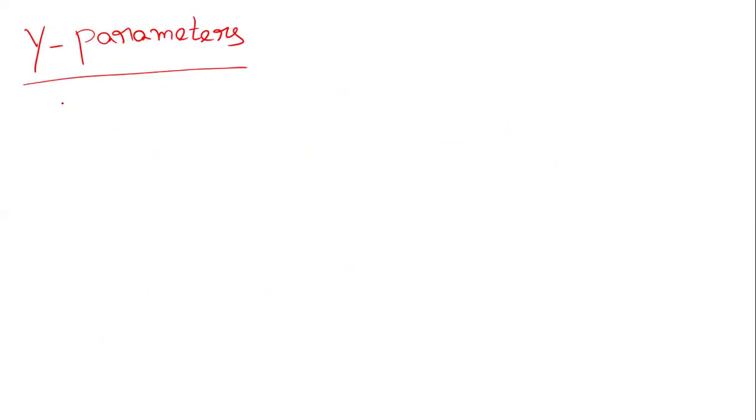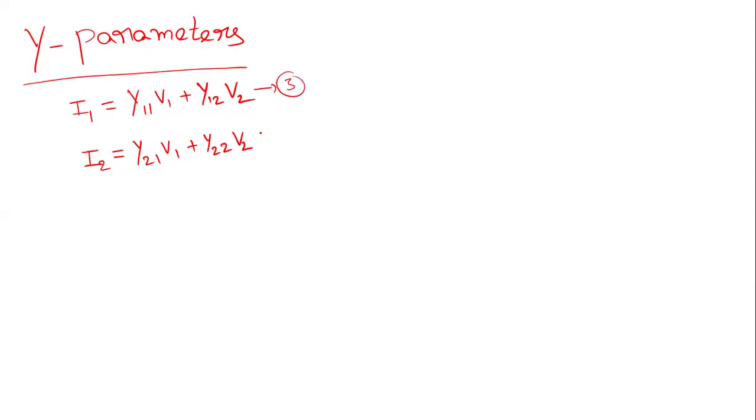Now coming to the Y parameters of a given two-port network. Y parameters are represented by a set of equations, considering I1 as a dependent variable and I2 as another dependent variable. I1 is Y11 V1 plus Y12 V2, and I2 is Y21 V1 plus Y22 V2. These are the set of equations that govern the Y parameters of a given two-port network.